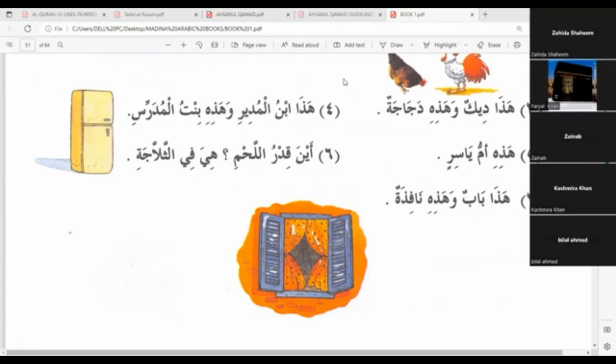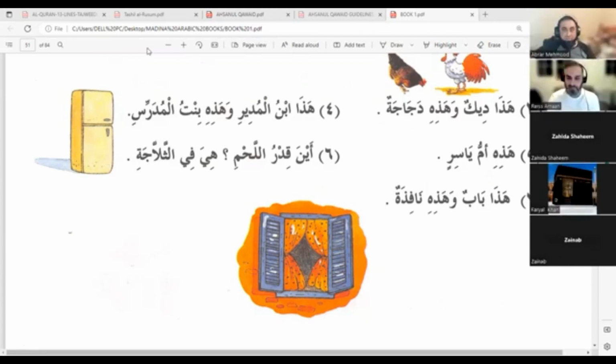Okay, let's continue. Sister Zaida, please go ahead to the last line there. هذا باب وهذه نافذة. This is a door and this is a window. So now we know that the window is feminine, right? I guess everyone is similar to me, trying to figure out which one is male and female. هذه is female, so therefore window is نافذة. هذا with babun is male. Is that correct? Yes, hada is male and the other is feminine.